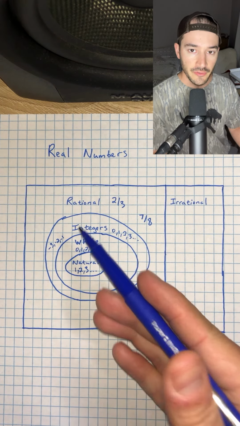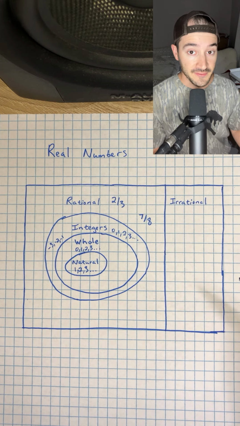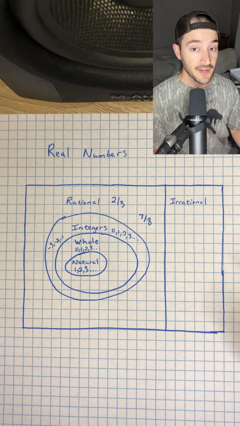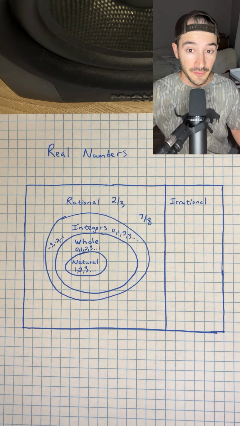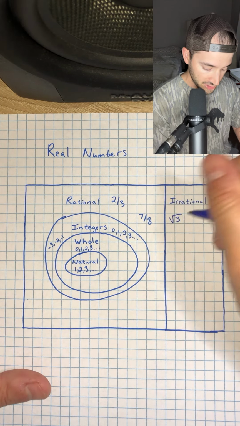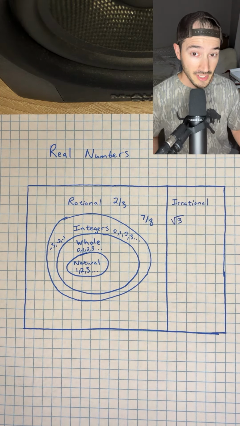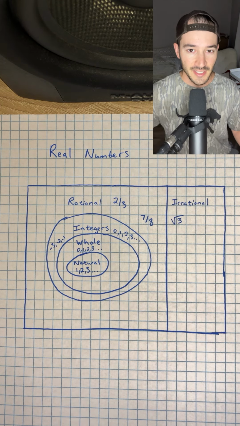So if that's rational, then what's irrational? Well, irrational numbers are numbers that cannot be written as a fraction, which means that they don't have repeating decimals or terminating decimals. It's just decimals that keep on going forever. So think of the square root of 3. Okay, 3 is not a perfect square, so we can't really take the square root of it without just getting a lot of decimals that keep on going and going.